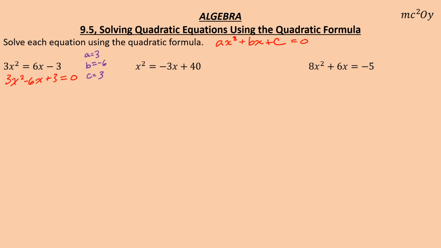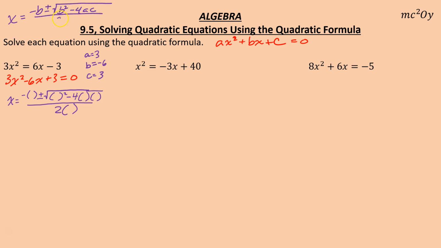From this point, we just use our quadratic formula. X is equal to the opposite of b plus or minus the square root of b squared minus 4 times a times c, all over 2a. Now you know I didn't put any numbers or letters in there; I'm just writing it with parentheses. We know this formula. When you're working on this, you may want to just rewrite it at the top of your page.